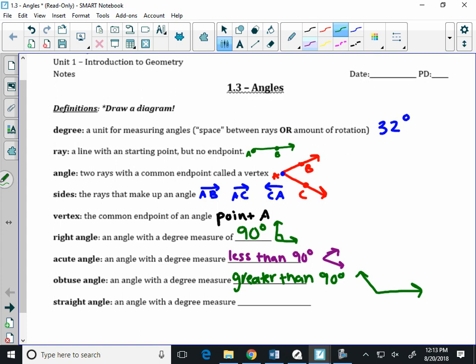Straight angles. What do you know about straight angles? What do they equal, Brandon? 180. They are 180 degrees. What's special about a straight angle? They're technically what? A line. Yeah, they're just a straight line. Straight angles are just straight lines. Looks something like that. Just a nice flat line. So lines are technically straight angles, and their measurements are 180 degrees.